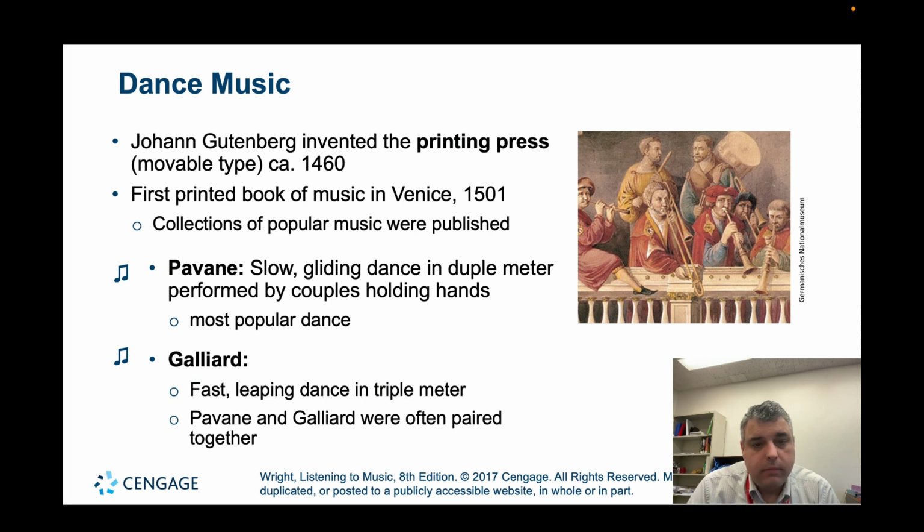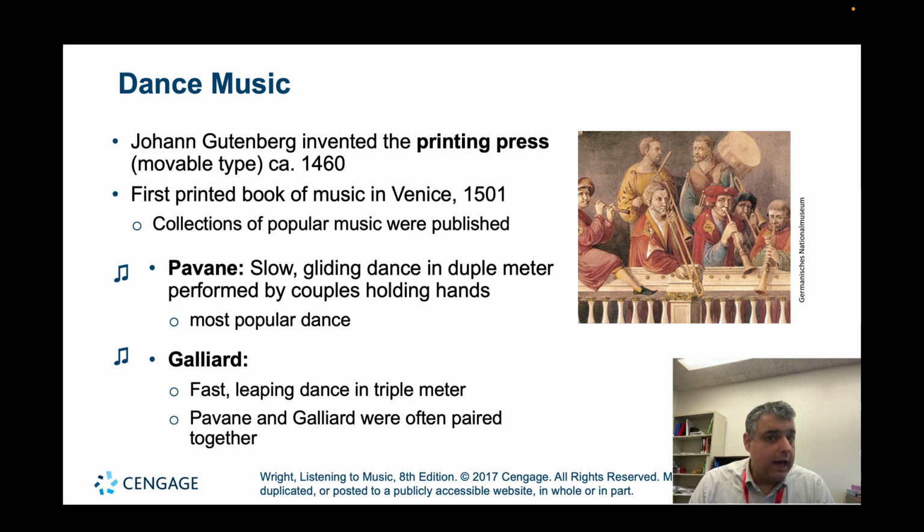Dance music. We're going to look at two dance pieces that are typical of the Renaissance: the Pavane and the Galliard. Before we talk about that, though, I want to talk about the printing press. In the mid 1400s, Gutenberg invents the printing press, probably one of the most important inventions of the Renaissance, because now we can print hundreds of copies of a book and send them throughout Europe. The first book he prints is the Bible, and you can mass produce these books.